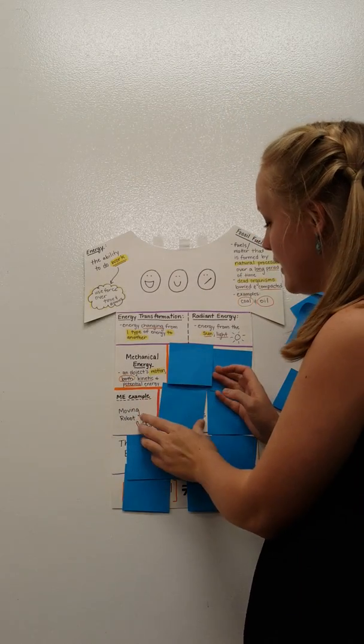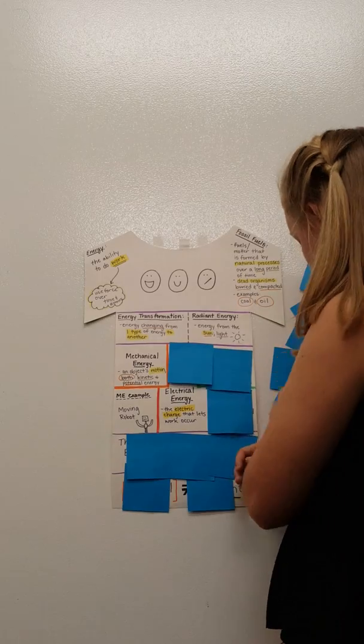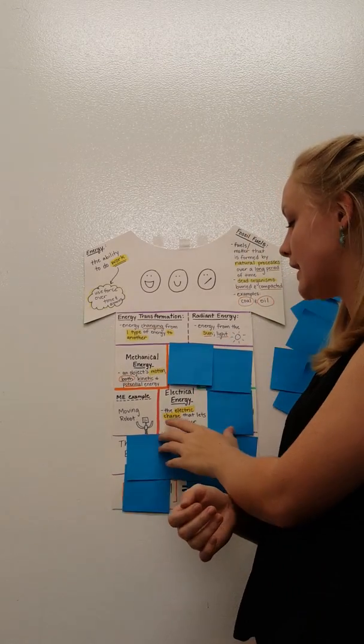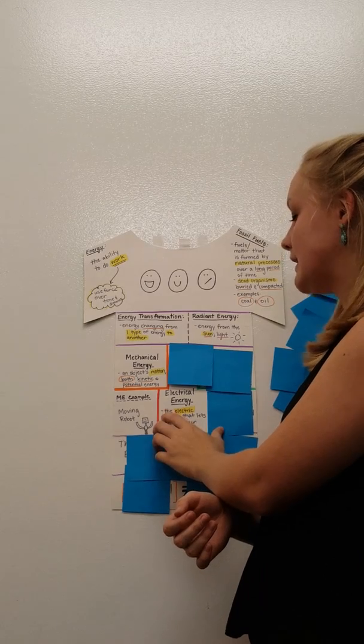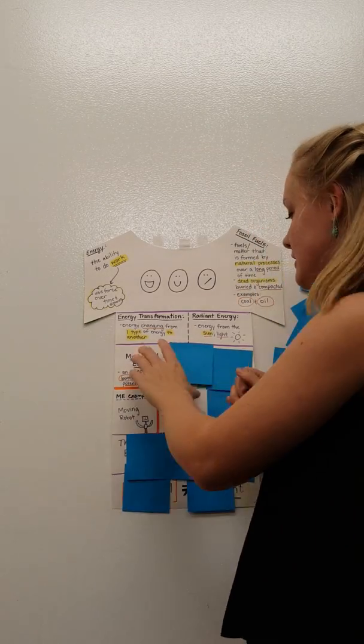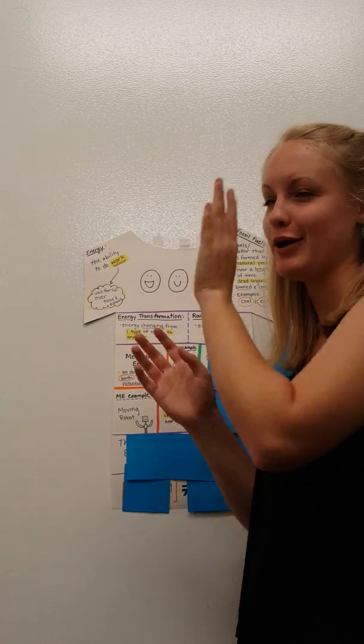Our next one is down here. It is electrical energy. And electrical energy is the electric charge that lets work occur. An example of this is our power outlets. These wonderful things are all over the place.